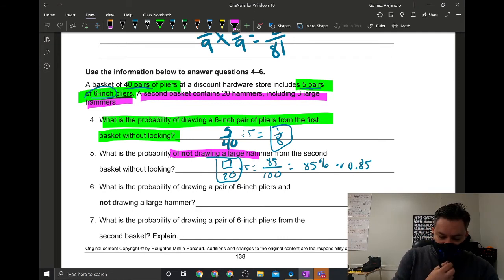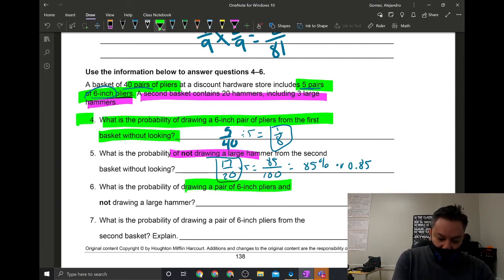Number 6, we're going to find the compound probability, basically, of the two previous questions. We already know the single probability for each one of those events. Now we're going to combine them, because the question says, what is the probability of drawing a 6-inch pair of pliers, which is number 4, and not drawing a large hammer, which is number 5, right? So we're going to combine those two.